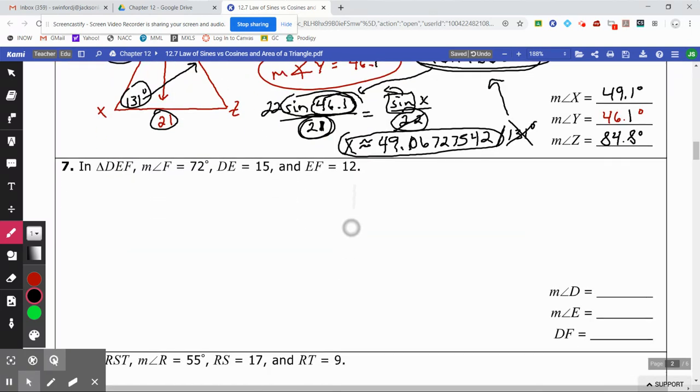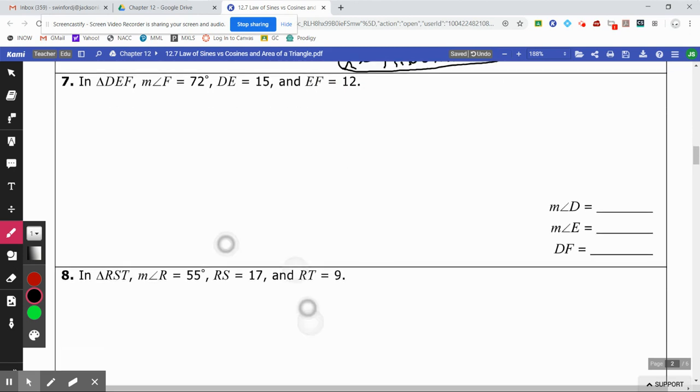Okay, number 7, in triangle DEF. So let's draw our triangle. D, E, and F. You're given that F is 72 degrees. You're given that DE is 15. So automatically, before I put anything else, this is a law of sines because you have that angle and side. EF is 12. And again, the only issue that we have with law of sines is we're going to have to worry about the possible multiple answers, that ambiguous case.